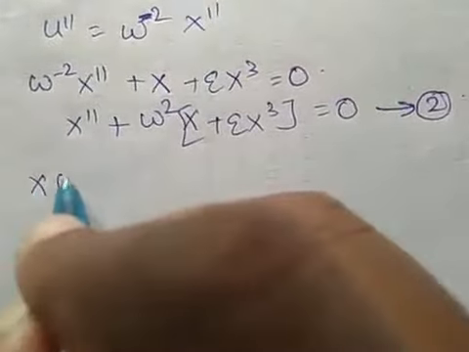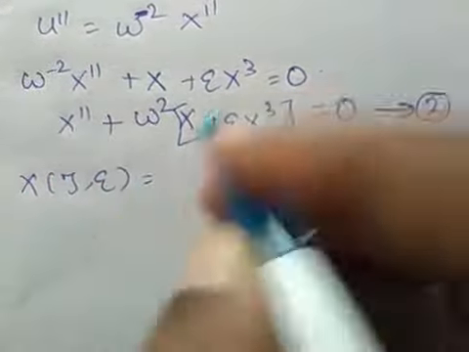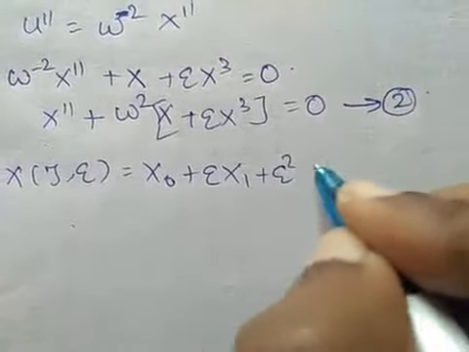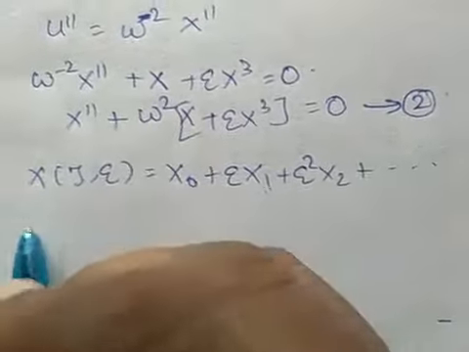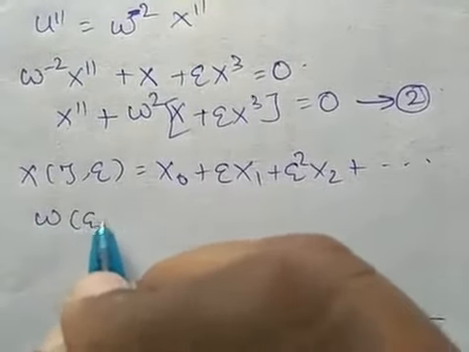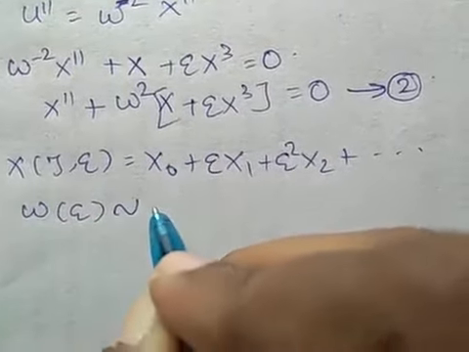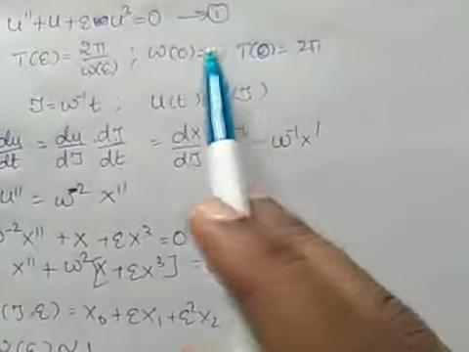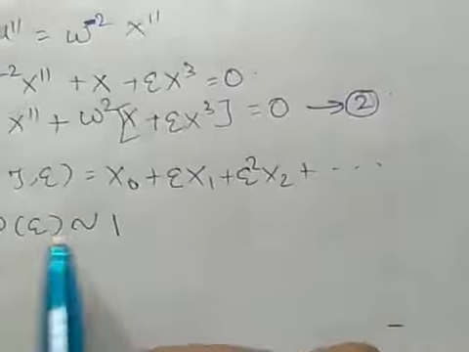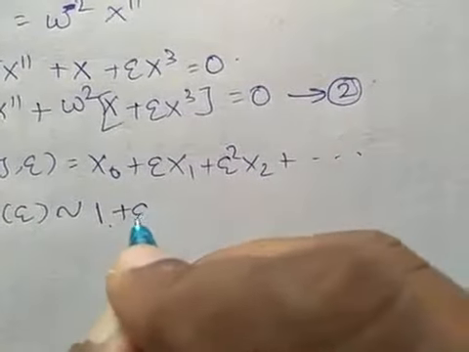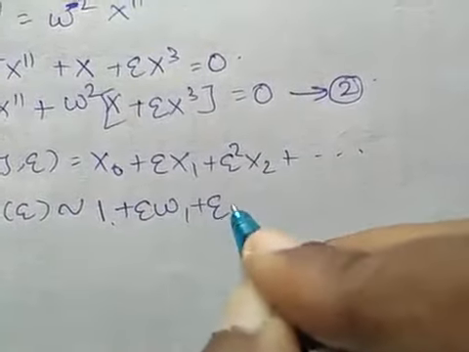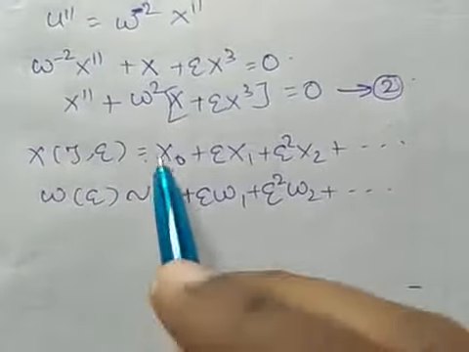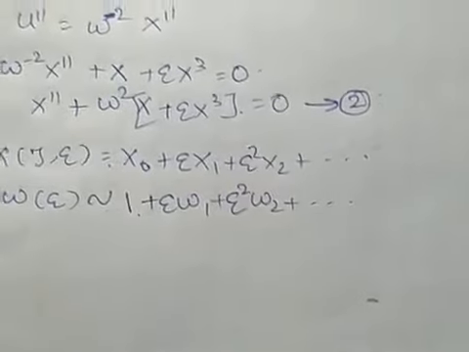So x of tau comma epsilon equals x naught plus epsilon x1 plus epsilon square x2 etc. Omega of epsilon is approximately omega naught, and omega naught is nothing but 1. We have omega of 0 is 1. So 1 plus epsilon omega 1 plus epsilon square omega 2 plus etc. Now we are going to substitute this 2 in our equation 2.